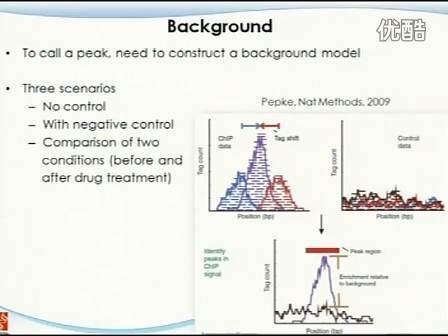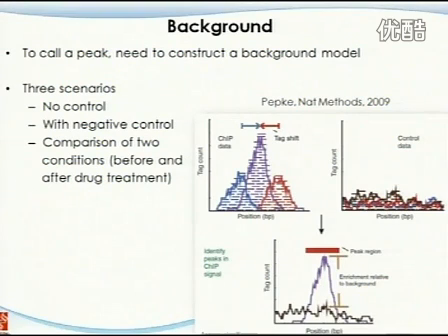The first one is, remember, a lot of people, to save money, do not do input control, so there's the scenario of no control. The second is that you do have a negative control. And the third is that you want to compare two different conditions, such as before and after drug treatment. You do not have an input control for this, but you do have two different conditions to compare against each other. For example, MCF7 versus MCF7 treated with estrogen.